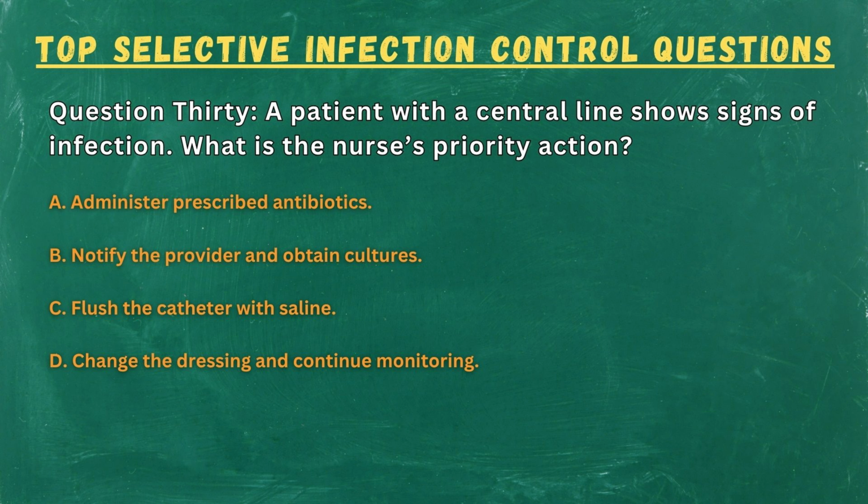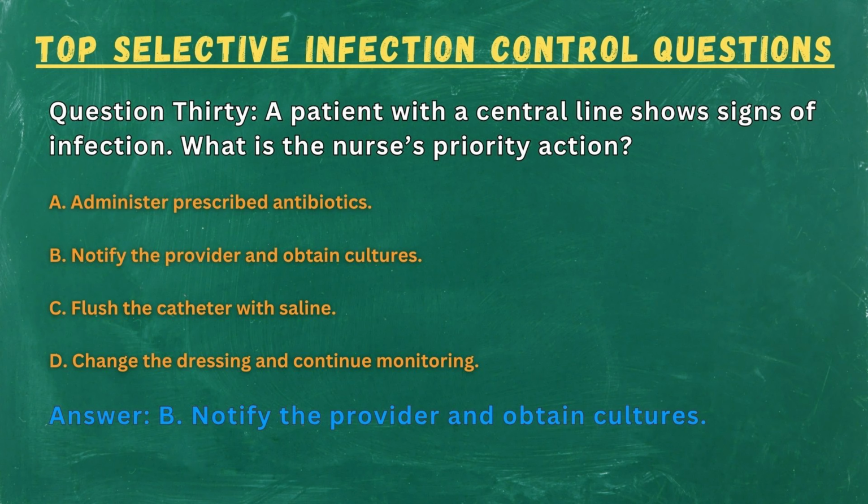Question 30. A patient with a central line shows signs of infection. What is the nurse's priority action? A. Administer prescribed antibiotics. B. Notify the provider and obtain cultures. C. Flush the catheter with saline. D. Change the dressing and continue monitoring. Answer: B. Notify the provider and obtain cultures.